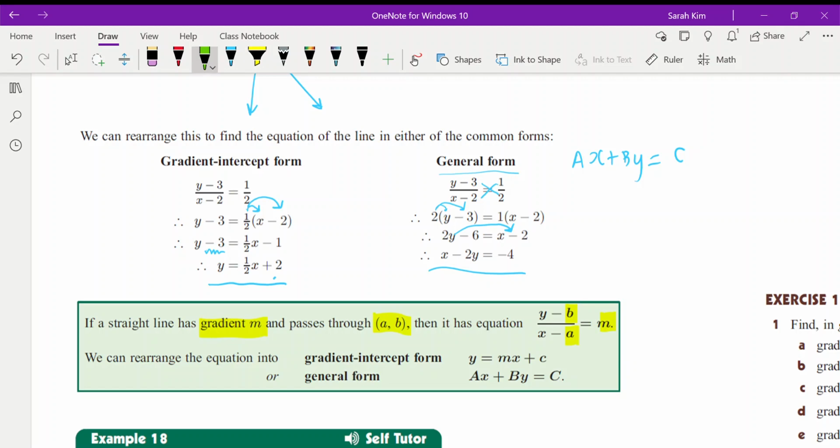Right? y and x stay. So maybe you could annotate that: sub real numbers in. Okay? And then after you get this little equation, you can then rearrange it to get either the gradient intercept form or the general form. Right? So copy that green box down. We'll do an example.